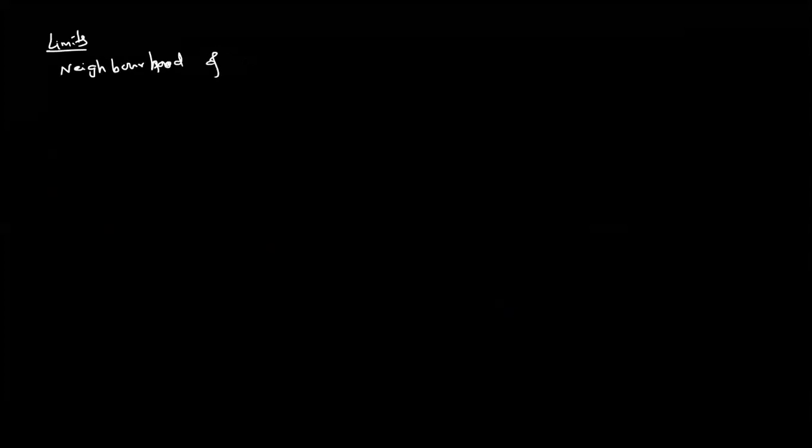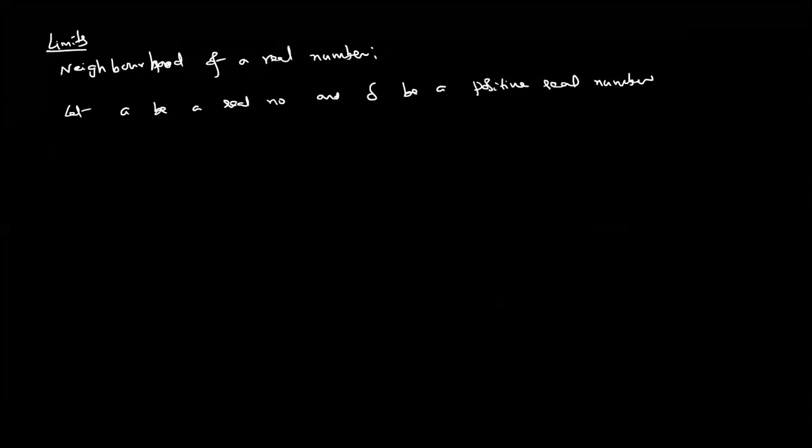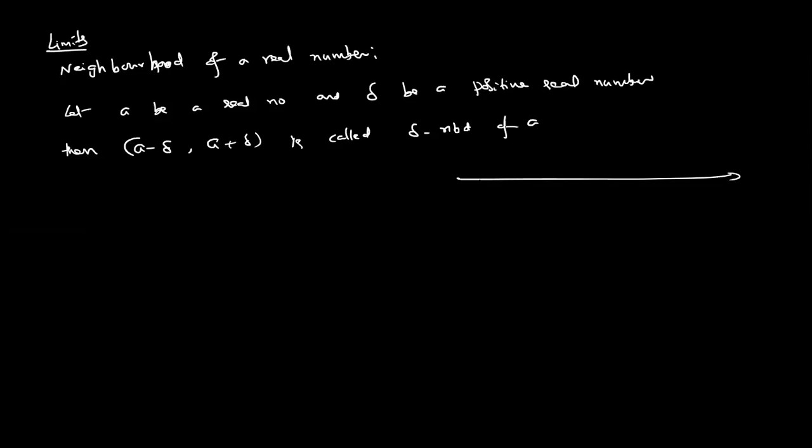What is the neighborhood of a real number? So, dear students, let A be a real number and delta be a positive real number. Then (A minus delta, A plus delta) is called the delta neighborhood of A. Dear students, see carefully.